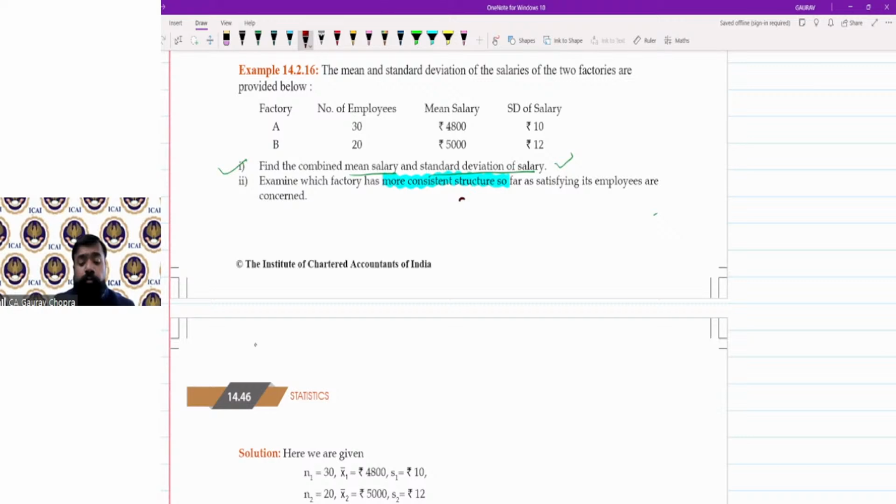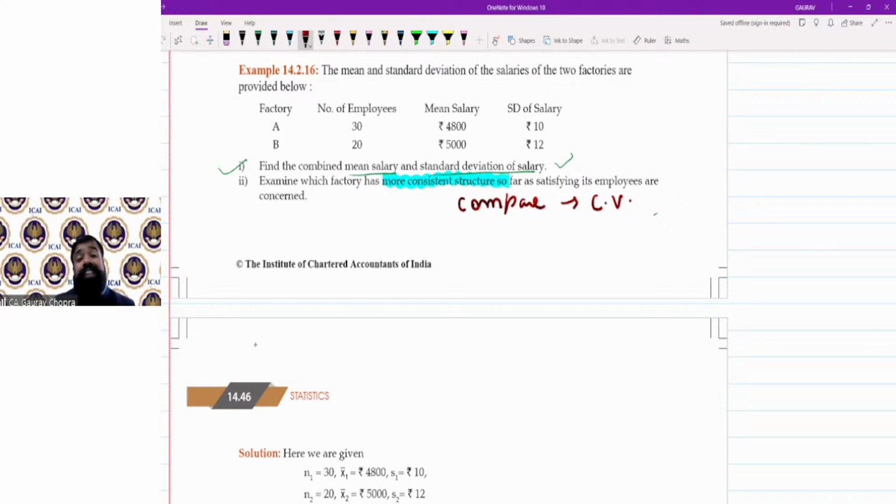Whenever we are comparing two things, always for comparison, you have to calculate the coefficient of variation. Whenever we are comparing two series, two companies, two factories, two anything, then we have to use CV, that is coefficient of variation. So we will find the CV of both. We have to calculate the coefficient of variation for both the factories, for both the companies.